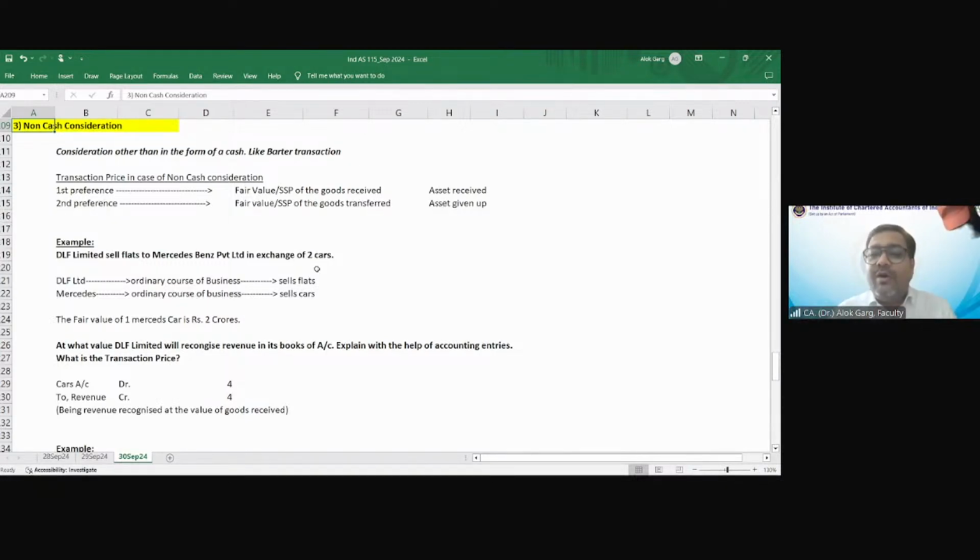When you are selling goods on cash basis, what is the amount at which you are recognizing the revenue? The money received, transaction price. Yes. In case of barter, Anila, it is not the goods given. Now tell me, Anila, one thing.